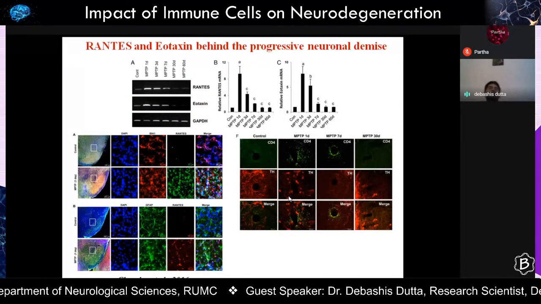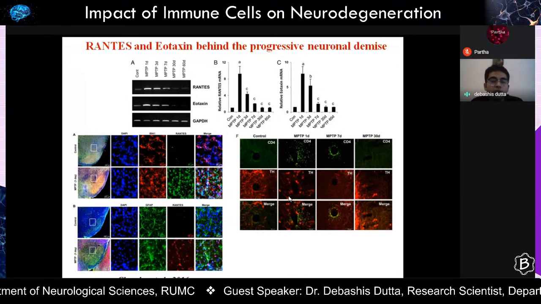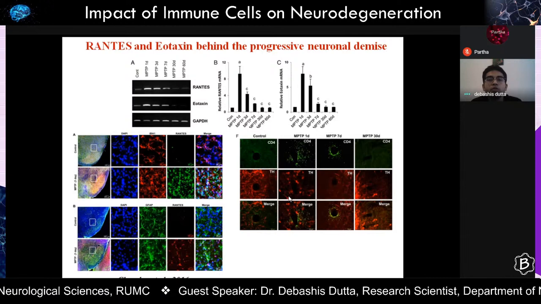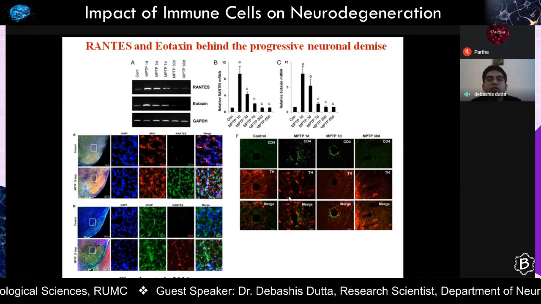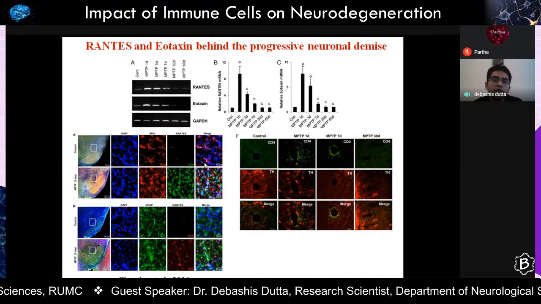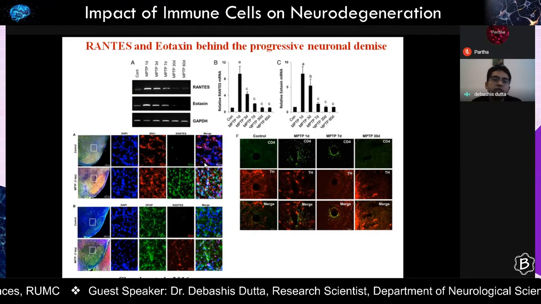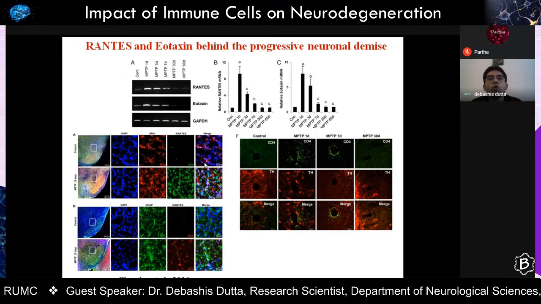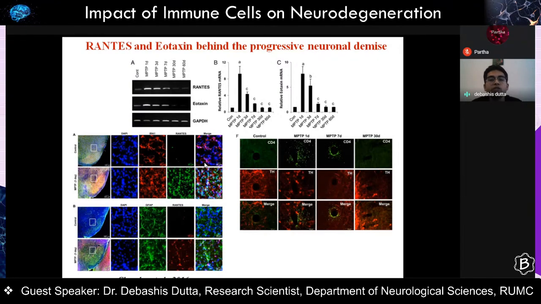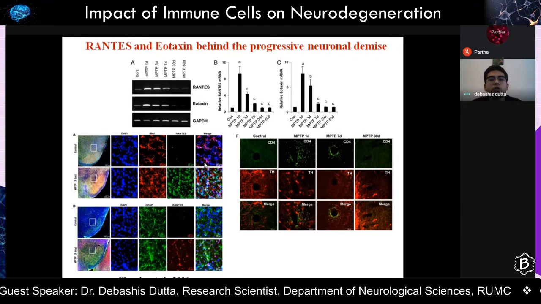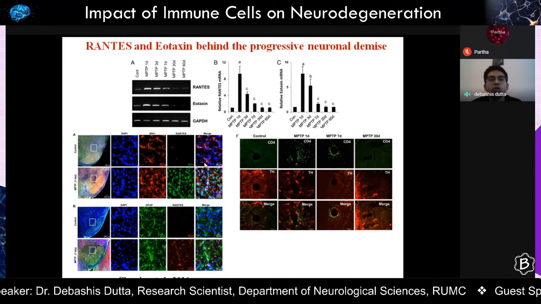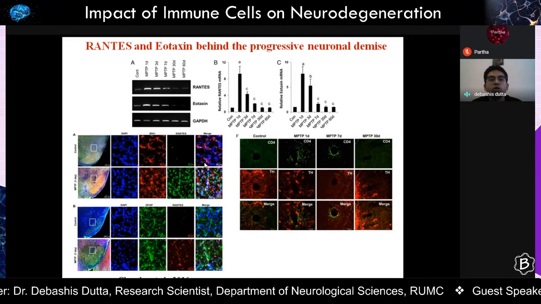Now, in the next phase, we have so far found that RANTES and eotaxin are some of the cytokines which are responsible for infiltration of the T cells from the periphery into the brain. Next, they sought to know whether these cytokines are responsible for progressive neuronal demise or not, because the neuronal death happens progressively and irreversibly.